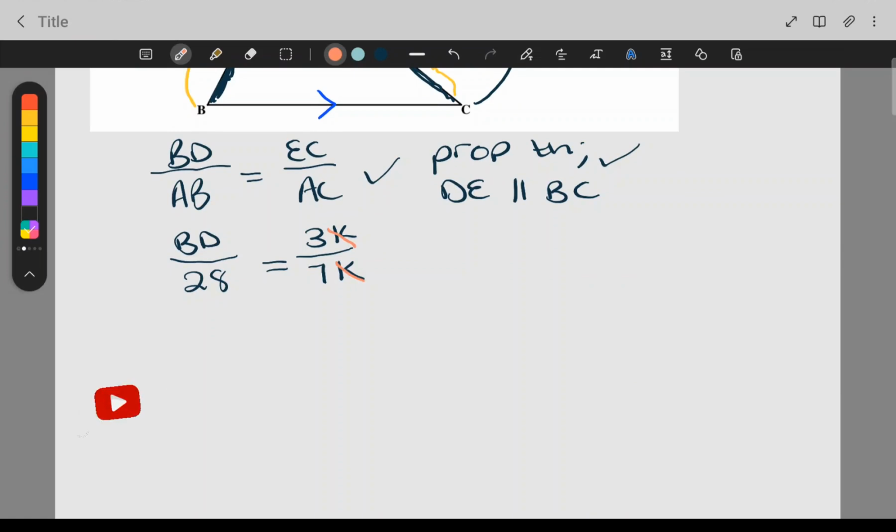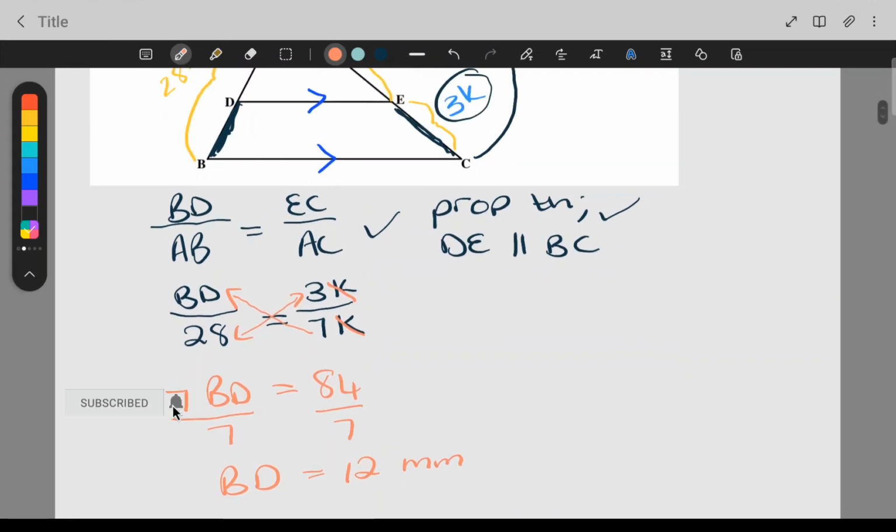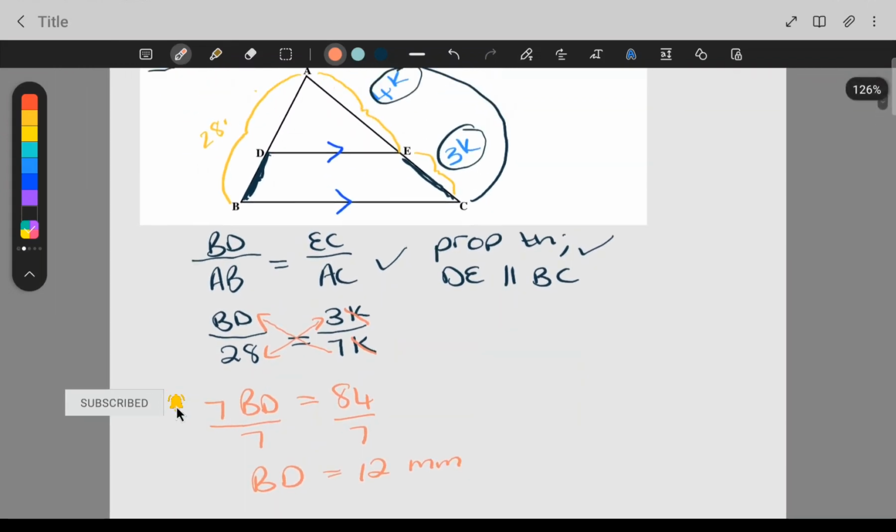And I'm just going to cross multiply. I'm going to say 7 times BD is 7BD. And 28 times 3 is 84. And then to get BD by itself, I can just divide both sides by 7. So I get my BD to be 12. And this is 12 millimeters. And that's how you solve a side using the prop theorem.